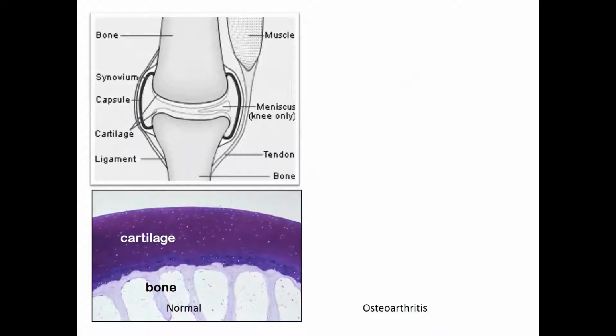So basically, to start out with, this is a diagram of a normal knee joint. And I think you know by now that the cartilage is the tissue that's on the surface of bones. What do you guys think cartilage is there for?